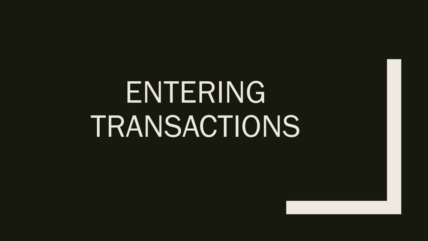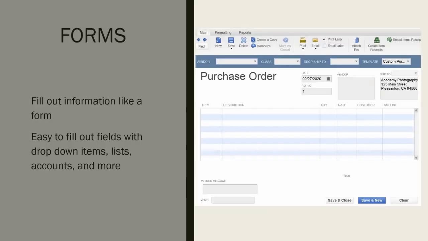Okay? Now, entering actual transactions. Again, there are 3 types of ways you can enter a transaction, okay? The easiest one that you're going to be doing is a form. So again, this is an example. I want to create a purchase order. I'm going to fill it out as if I'm filling out a regular form. So, if you've gone to the doctor's office, right? You fill out a form. This is identical. You say, I want this, this, and this, and this. You say, I want all of it.